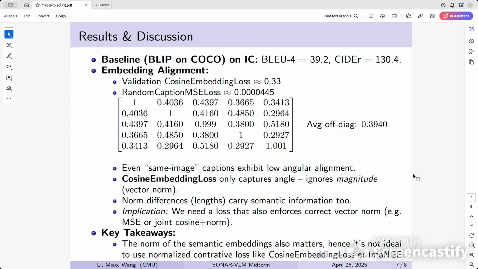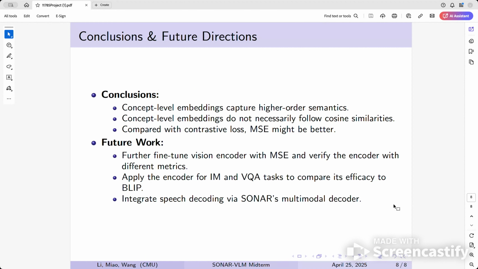Here are some baselines. For the baseline, we tried BLIP on COCO. We get a BLEU-4 of 39.2 and a CIDEr of 130.4. We tried two kinds of loss, the cosine embedding loss and the random caption mean squared error loss. The main takeaway is that the norm of the semantic embedding also matters, hence it's not ideal to use normalized contrastive losses like cosine embedding loss or InfoNCE.